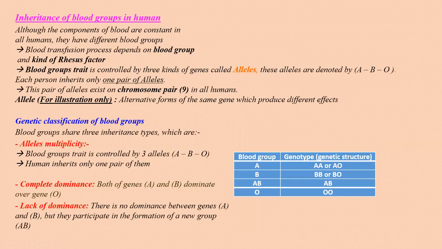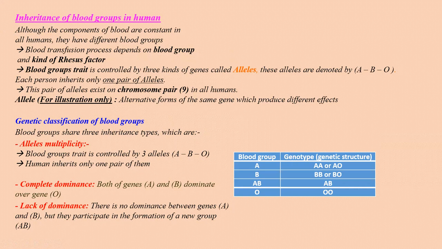Another example of lack of dominancy, another very interesting example, which is the inheritance of blood groups in human beings. This is one of the examples of the lack of dominancy. When we talk about lack of dominancy I will have two main things.